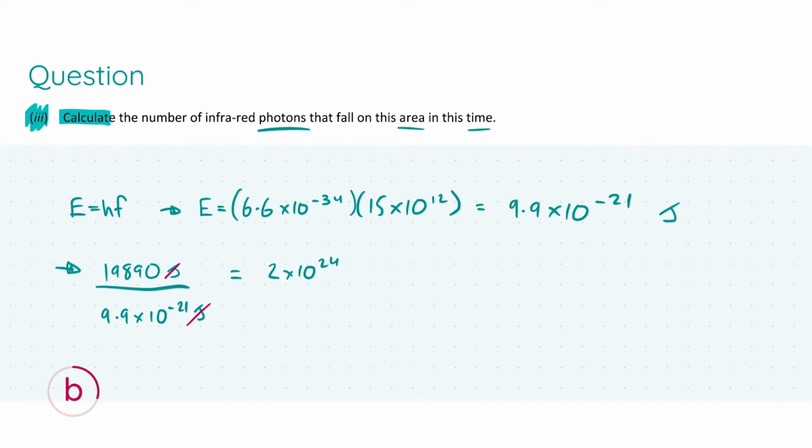So if you've gotten this far, you're kind of right. The breakdown for marks goes as follows. There were 6 marks going for this question. There were 3 marks for correctly identifying your formula and also finding this 9.9 by 10 to the minus 21 joules, the amount of energy that one photon has. And then you got 3 more marks for this line here, finding the number of photons required to make that up.